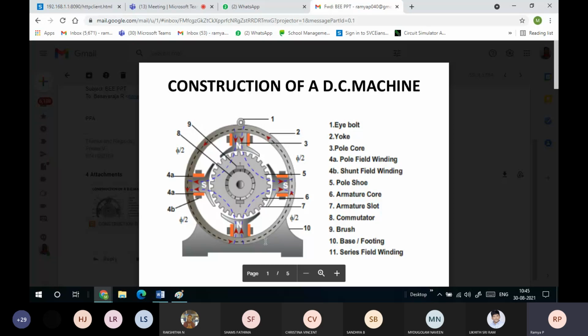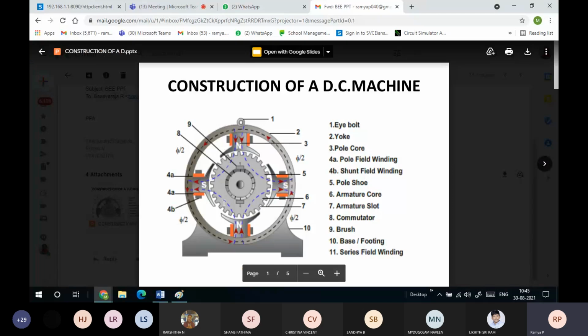Next is the series field winding, which is the commutator winding itself here. See all the other parts given here, like 4A, 4B, all those things are given here.